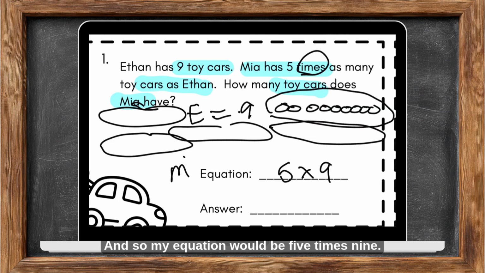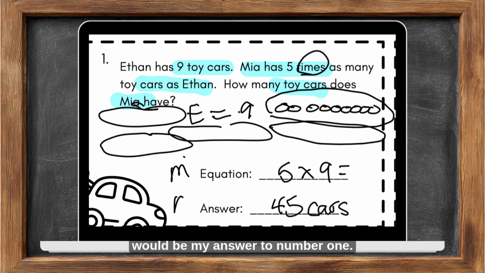And so my equation would be 5 times 9. And then we can ask ourselves, what is 5 times 9? 5, 10, 15, 20, 25, 30, 35, 40, 45. 5 times 9 is 45. And so Mia has 45 cars, would be my answer to number 1.